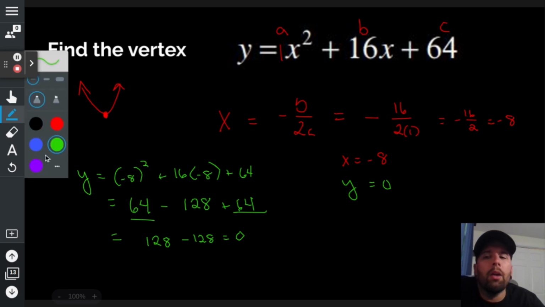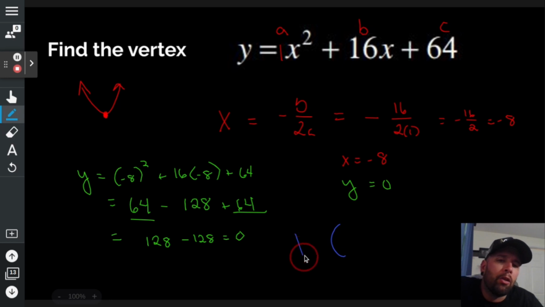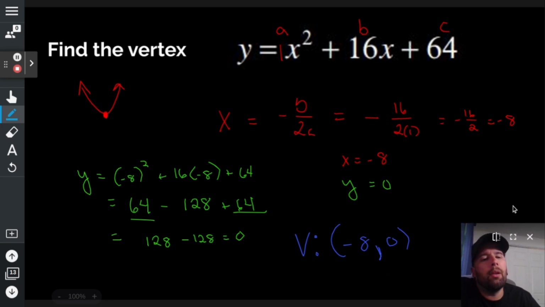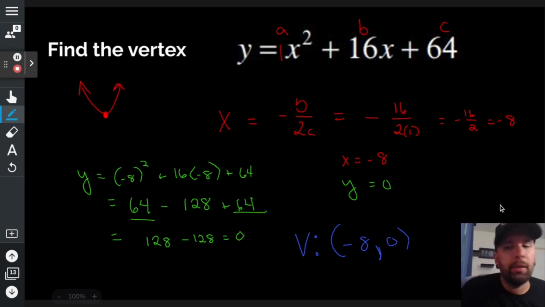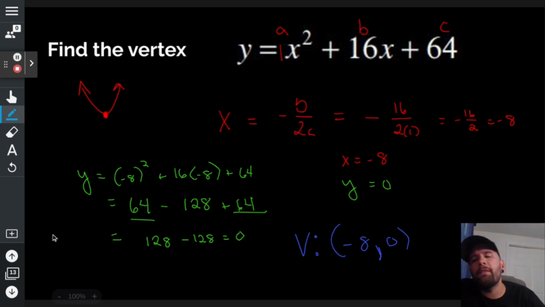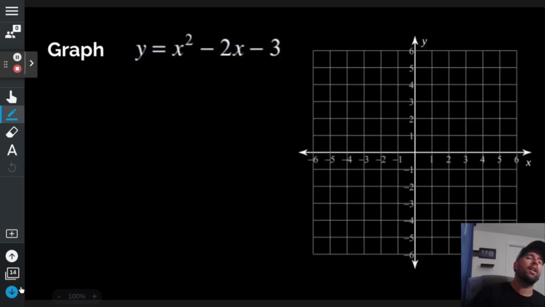Now, if x is negative 8 and y is 0, that means my vertex, which I'll denote as that little v over there, is negative 8, 0. Okay? And that's supposed to be a comma, but, you know, I'm close. I'm just not perfect. Vertex. Fun, fun, funny, fun, fun.